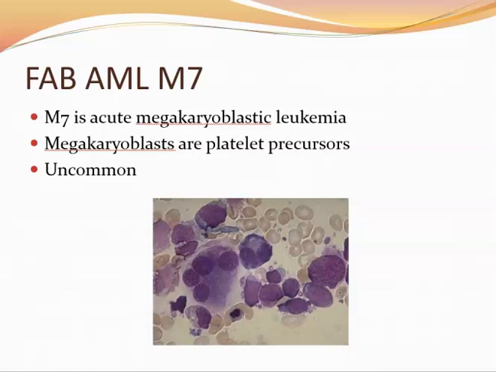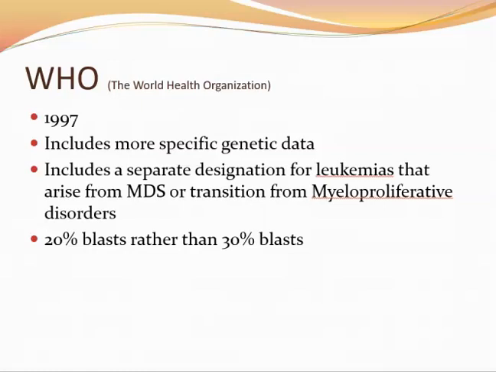Megakaryoblasts are our platelet precursors, and this is an uncommon classification in the FAB system. Now let's switch over to the WHO classification. This is the World Health Organization's classification system. It was established in 1997. It includes more specific genetic data for classification. It includes separate designations for leukemias that arise from MDS or transition from myeloproliferative disorders. It looks for 20% blasts rather than 30% blasts in the FAB classification.